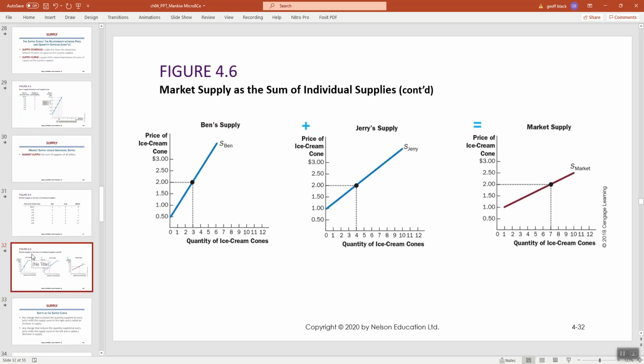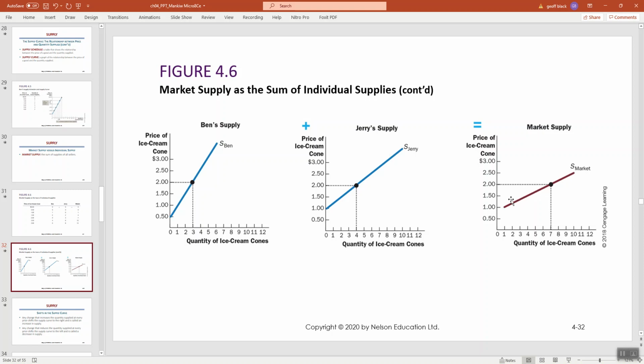So we can graph that. We had Ben's supply, and now Jerry's supply. So we just add those together, and we could say, if the market price is 2, Ben's willing to supply 3 ice cream cones, and at a price of 2, Jerry's willing to supply 4. So the market supply at a price of $2 is 7, right? 4 plus 3. So we get this market supply curve.